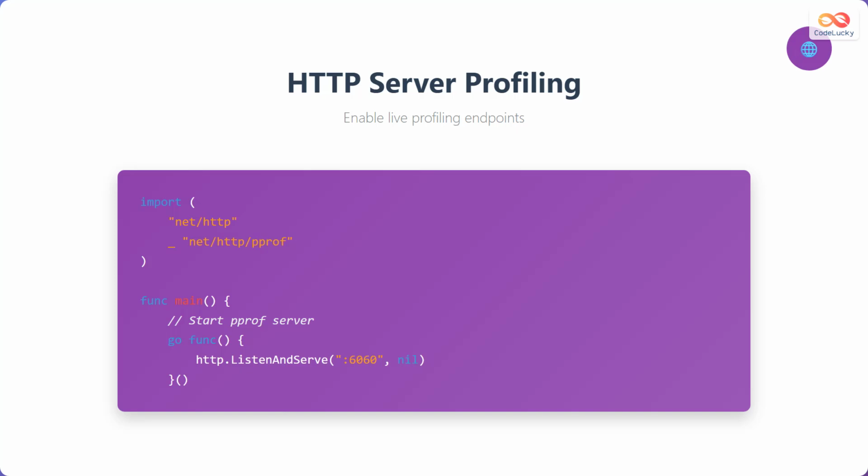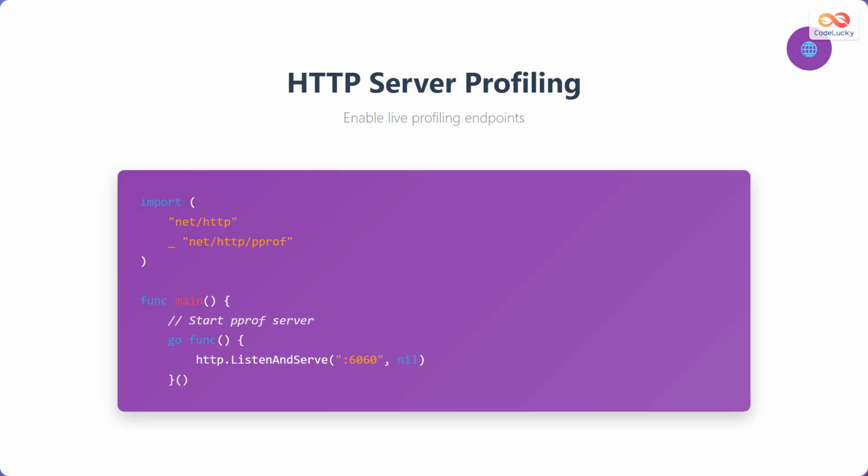For web applications and long-running services, Go provides a convenient way to expose profiling data through HTTP endpoints. By importing net/http/pprof with a blank identifier, you automatically register several HTTP handlers that serve profiling data. The code example shows how to start a pprof server on port 6060.